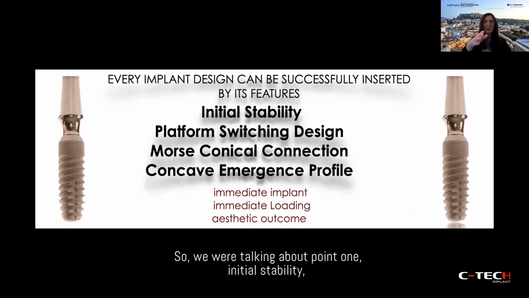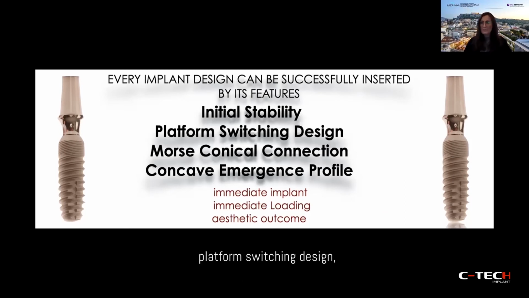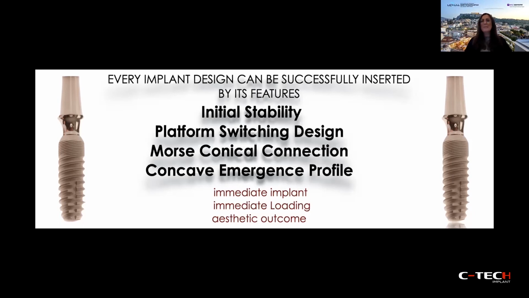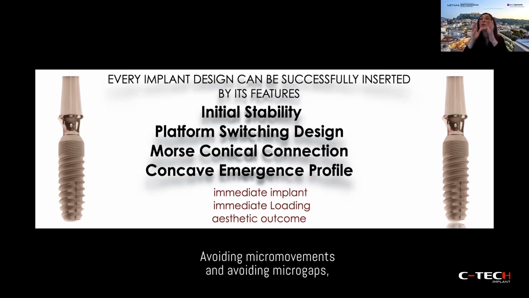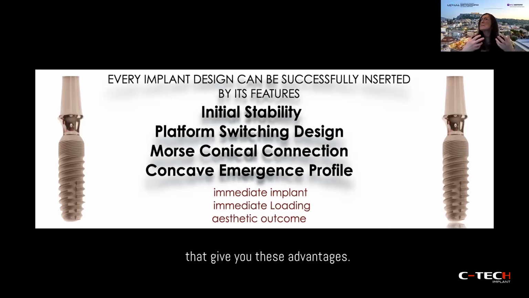So we were talking about point one, initial stability, which is given by the external design, by the thread design. Then the platform switching design, which avoids micro movements and moves the micro gap away from the bone. And then you need a very tight connection, and you can see that the most modern systems, based on studies showing that the conical connection is the most stable, have implemented this in the implant system, avoiding micro movements and avoiding micro gaps, so that the conical connection seems to be smaller than a bacteria, and a concave emergence profile for aesthetic parameters. So if you have the choice, you choose implants which give you these advantages.